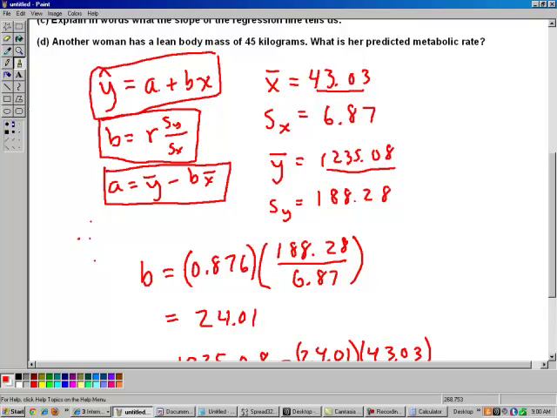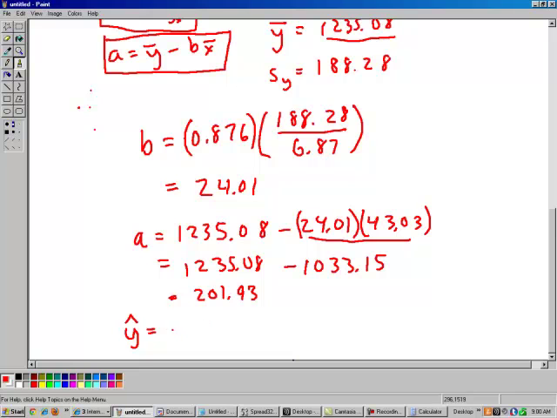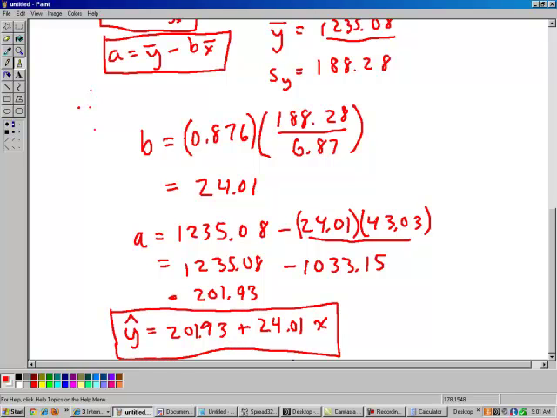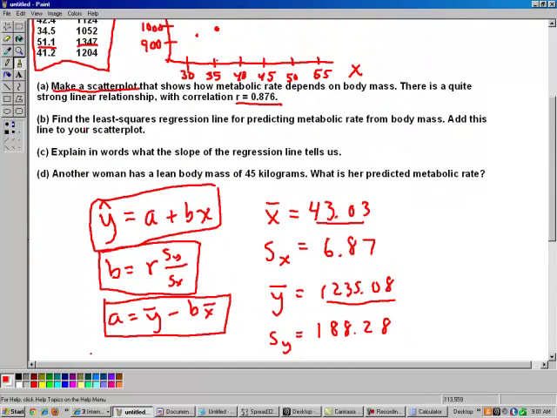And so we already figured out a and b. So I'm going to have here 201.93 plus b, which is 24.01, times x. And there is the answer. That is the least squares regression line right there. So that's part B. Find the least squares regression line for predicting metabolic rate from body mass. Add this line to your scatter plot.